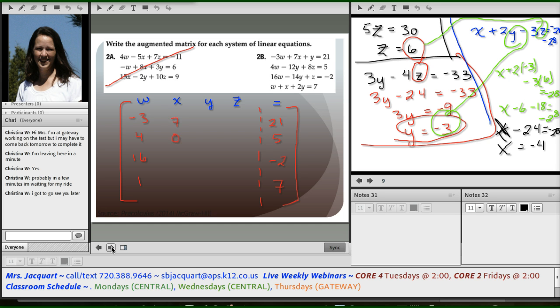Second equation, there is no x term. A 1. The y terms, there's a 1. There's a negative 12. Negative 14. 2. My z terms, there isn't 1. 8. 1. And there isn't 1. This one has 4 equations, 4 unknowns. I can't actually solve it, but I didn't ask you to.